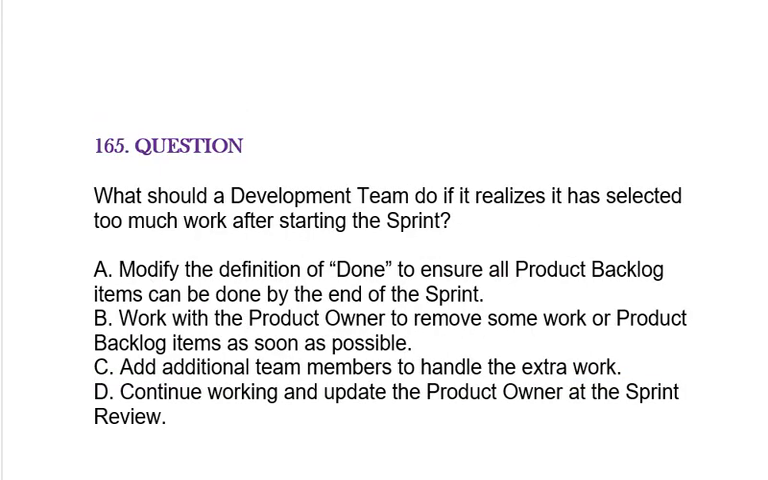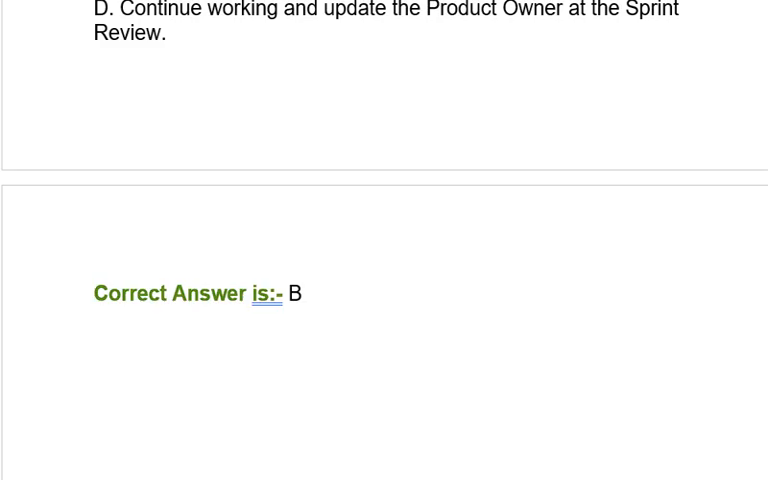Question is, what should a development team do if it realizes it has selected too much work after starting the sprint? Option A. Modify the definition of done to ensure all the product backlog items can be done by the end of the sprint. Option B. Work with the product owner to remove some work or product backlog items as soon as possible. Option C. Add additional team members to handle the extra work. Option D. Continue working and update the product owner at the sprint review. Correct answer is option B.